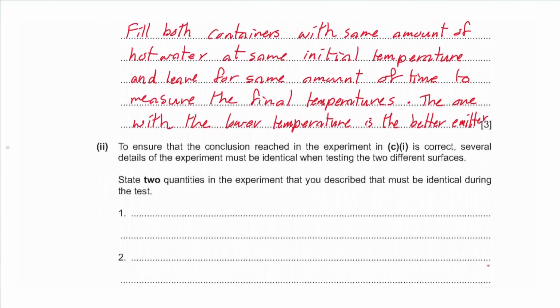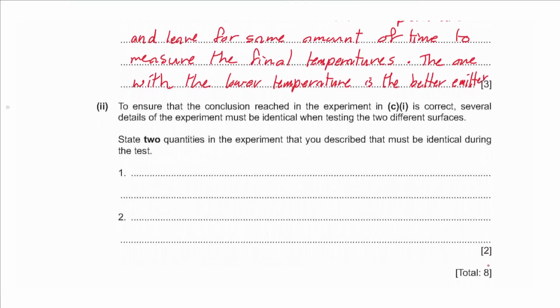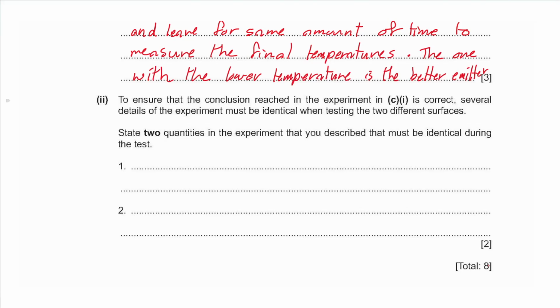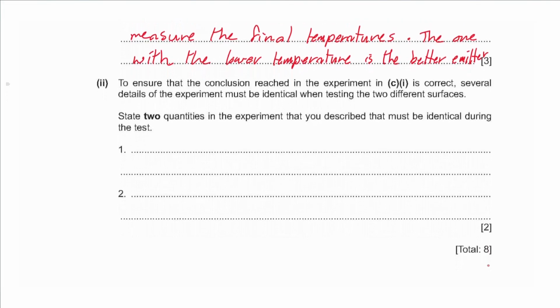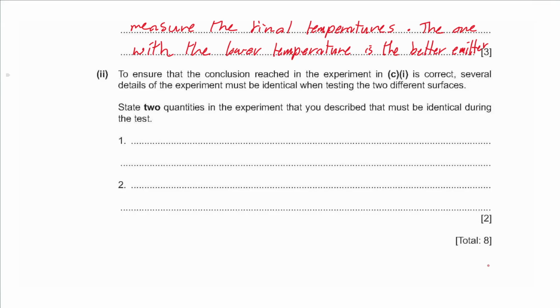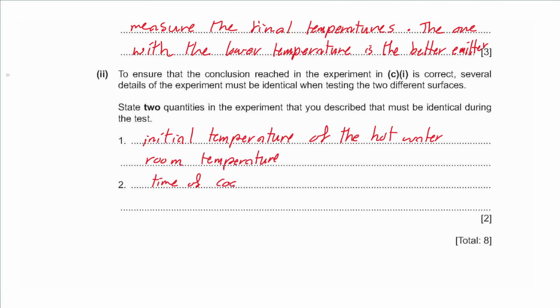Part double I says to ensure that the conclusion reached in the experiment in CI is correct, several details of the experiment must be identical when testing the two different surfaces. State two quantities in the experiment that you described that must be identical during the test. We already mentioned some of these above. We can say initial temperature of the hot liquid or hot water. We can also mention room temperature, time of cooling, and amount of water. These are said to be controlled variables.